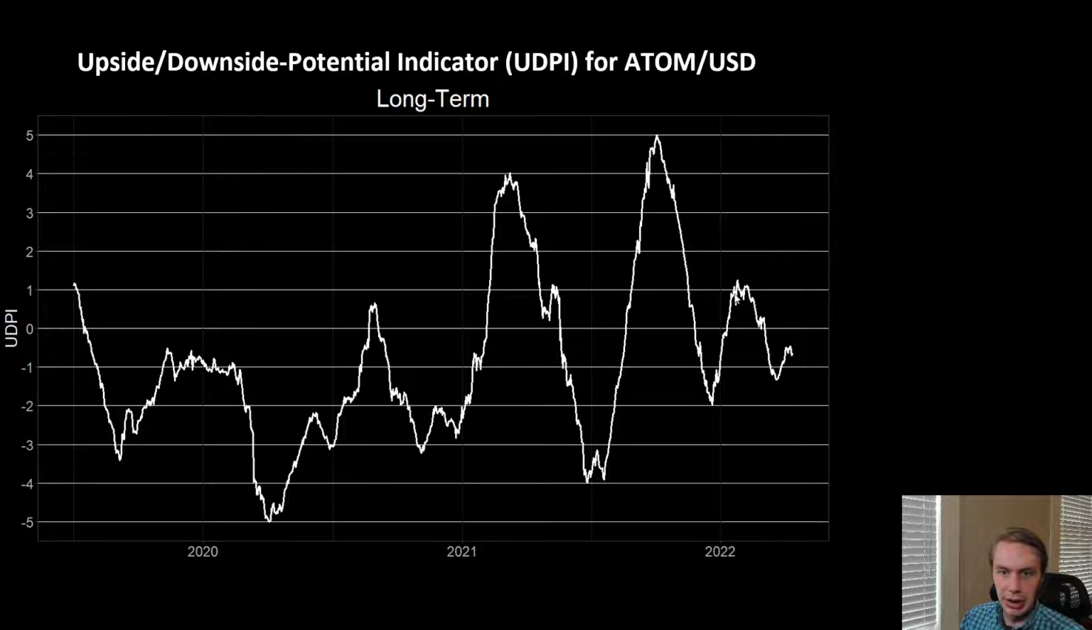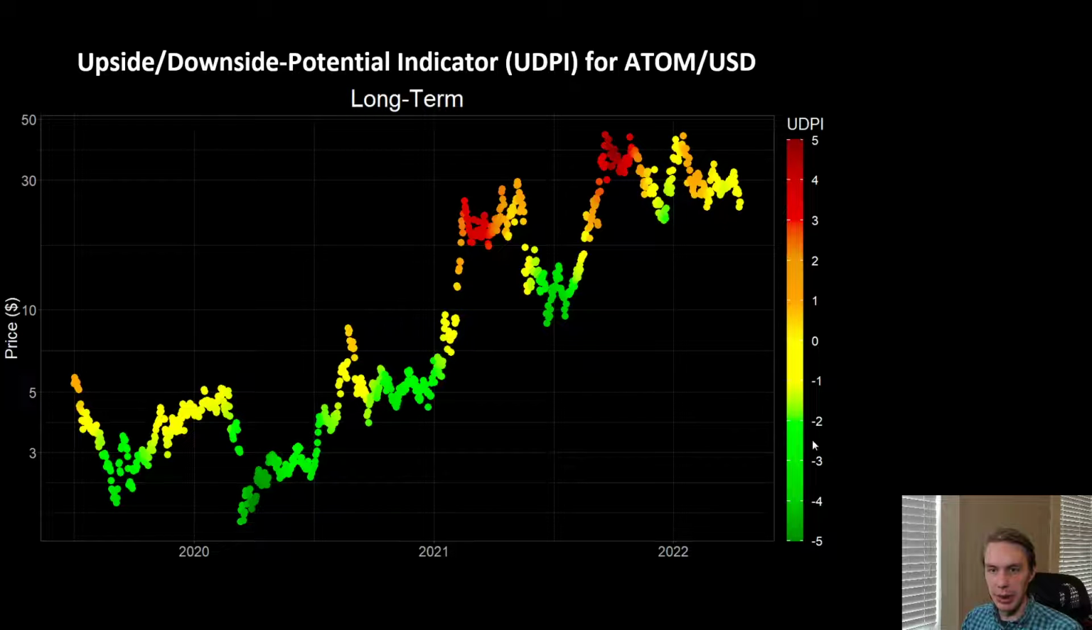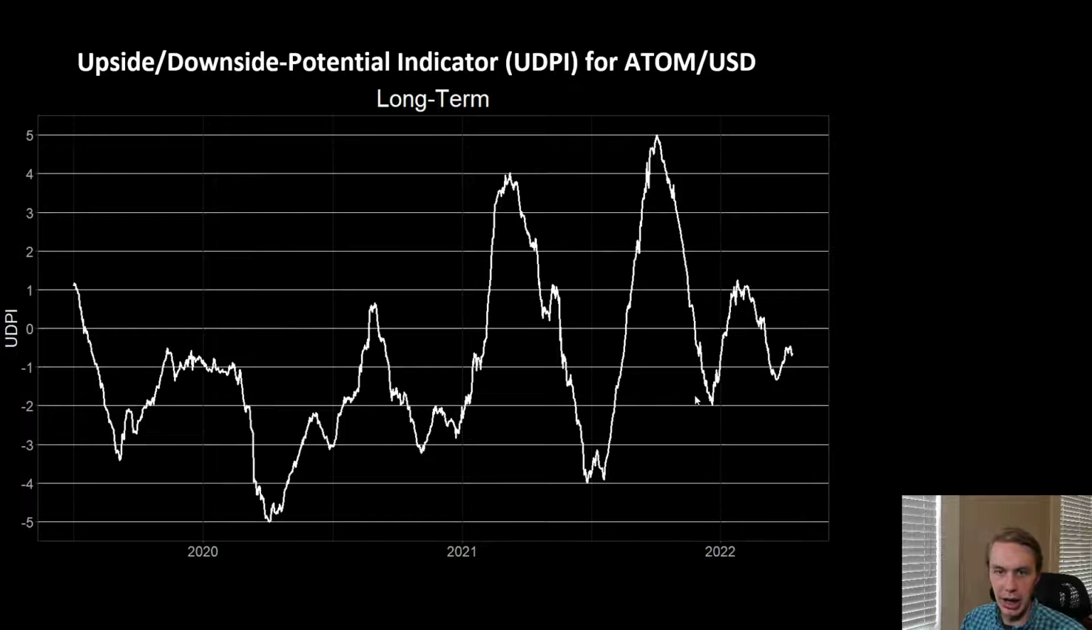And one of the things that is notable about Atom, in my opinion, is the fact that it didn't go deeper into these levels during this correction that it had. The upside downside potential indicator was really trying to capture how much downside versus upside potential is realistic. And the idea being that the lower an asset goes, the more downside potential it's realizing, and in that case it creates an imbalance where upside is a lot more plausible than continued downside at that point.